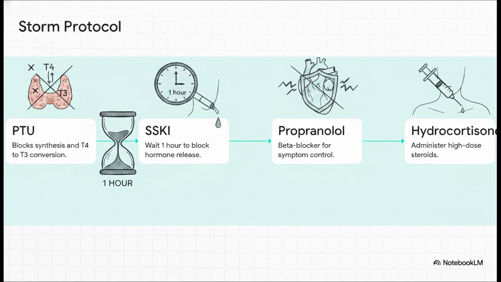If you give the iodine too early, the thyroid will just use it as fuel to synthesize even more hormone, which is the last thing you want. Step 3. Propranolol to block sympathetic activity. And Step 4. Hydrocortisone steroids.